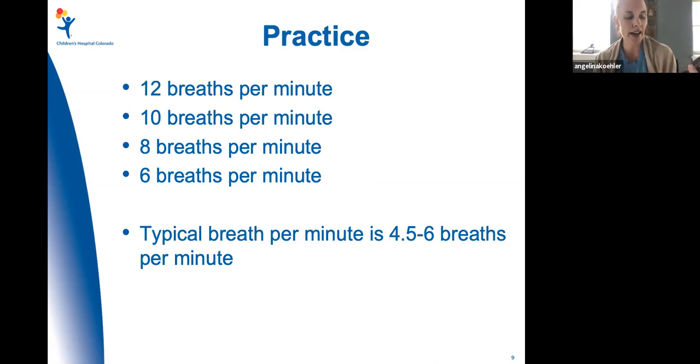And once you have that, hit pause and go back to the beginning. So 3-second inhale, 3-second exhale. This is going to be 10 breaths per minute. And when you have that, we're going to hit breathe and then hit start. Okay, hit start.